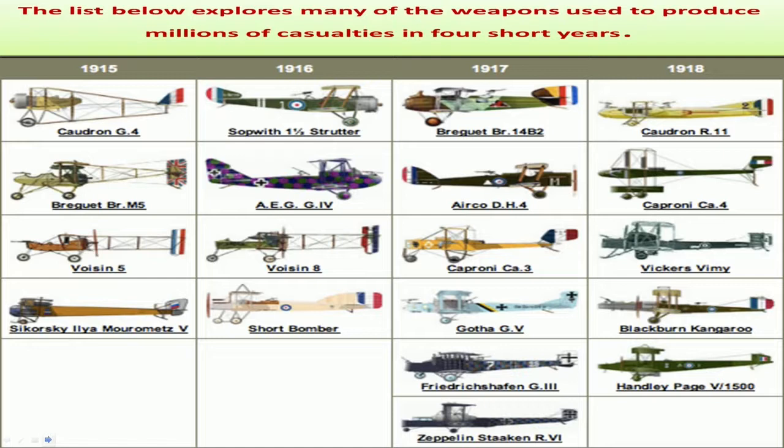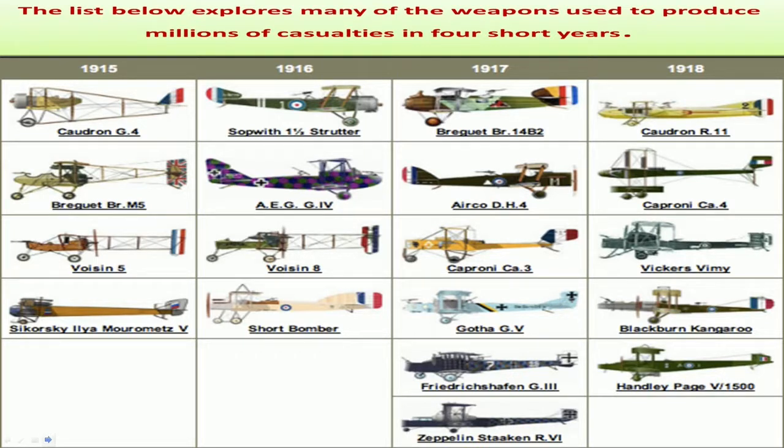In 1917, there was an invention of other machineries that could increase even more the number of casualties. We have the Breguet, another machine that was used by France. We have the Alco, DH4, others such as the Caproni, Gotha, and many others. You see them, they were very dangerous. Once they went to war, they could cause millions of casualties.